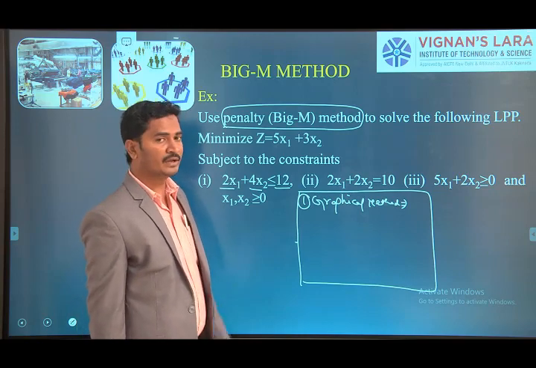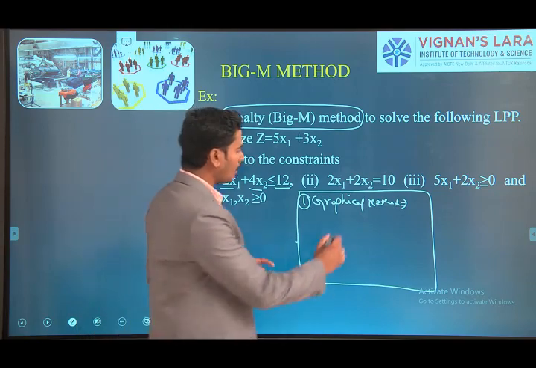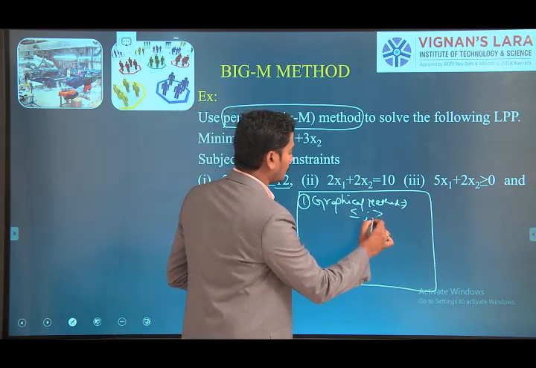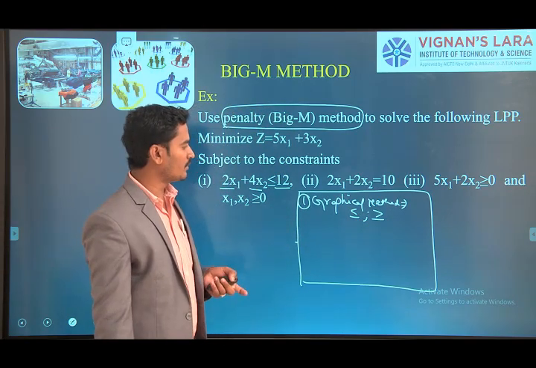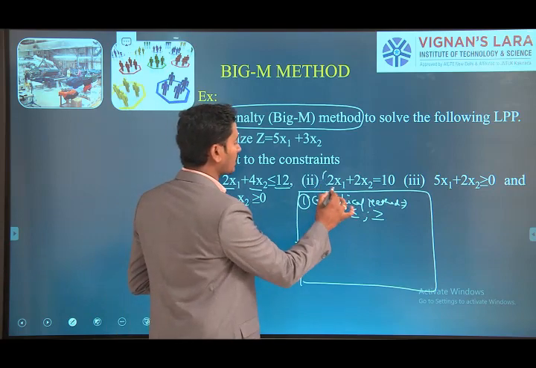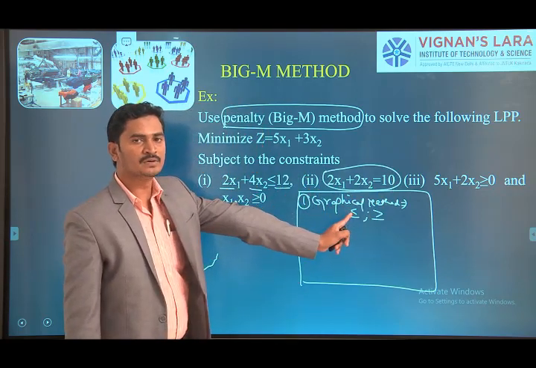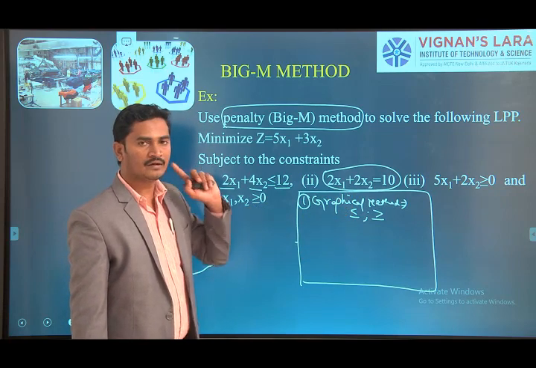Okay, but here we have one case. All constraints must be of less than or equal to type, or they may be of greater than or equal to type. Then only the graphical method is suitable. But here we have one constraint of equality type, so it is not possible to solve by the graphical method.